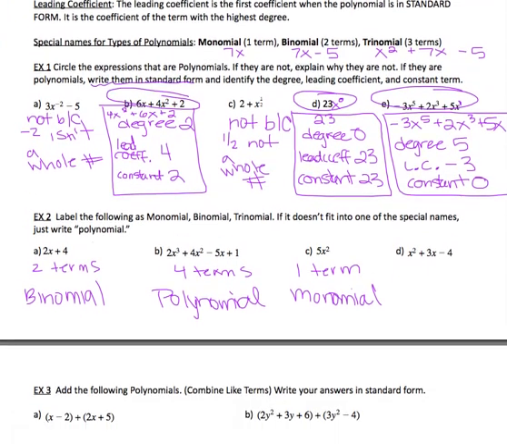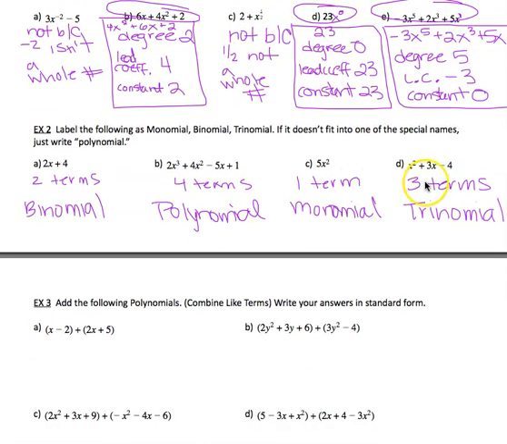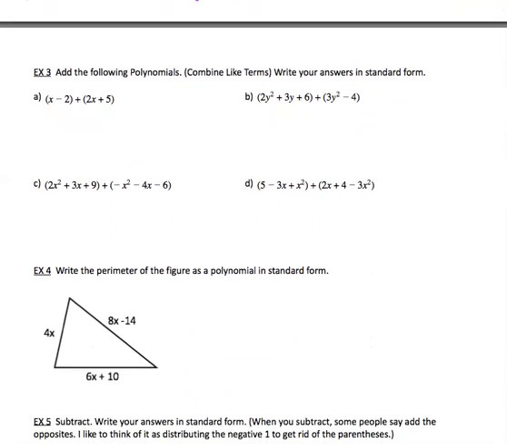All right, so this has 1, 2, 3 terms, which means that we should call this a trinomial. So hopefully you got that right. If not, hopefully that answer makes sense to you now.